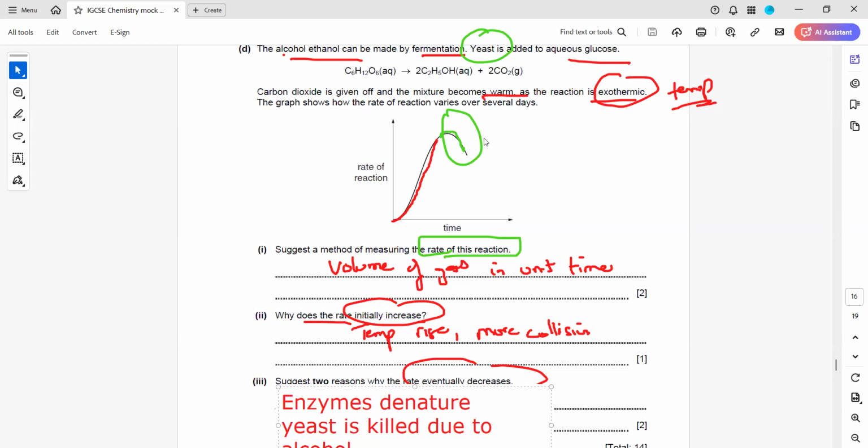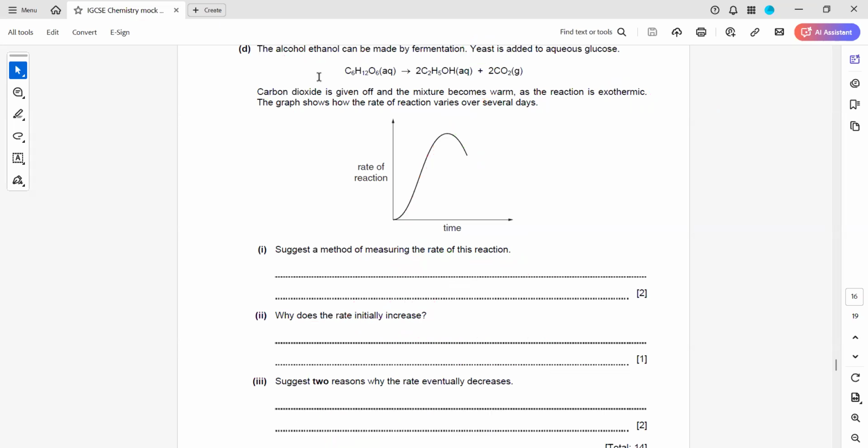Which part will you say the reactant is used up? If you are not changing the condition, then you say the reactant is used up. And when the reactant is used up, what should happen to the rate of the reaction? Eventually it will stop.